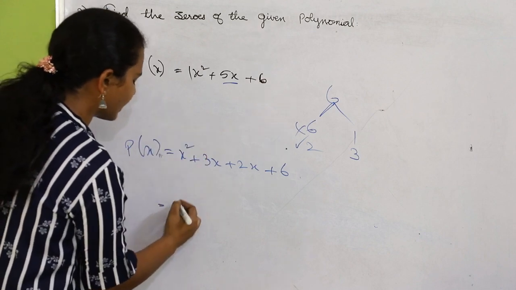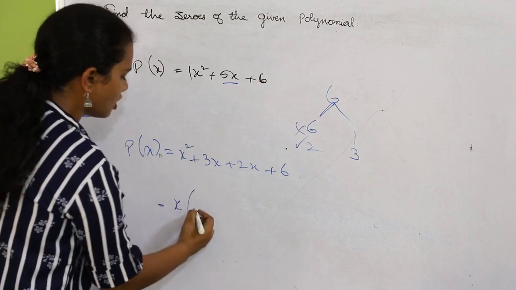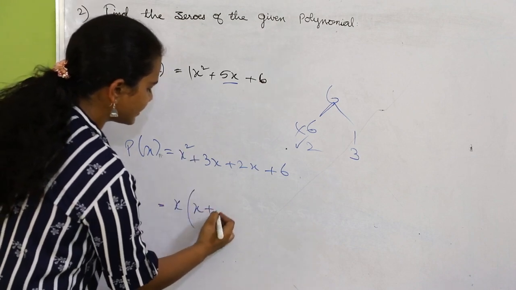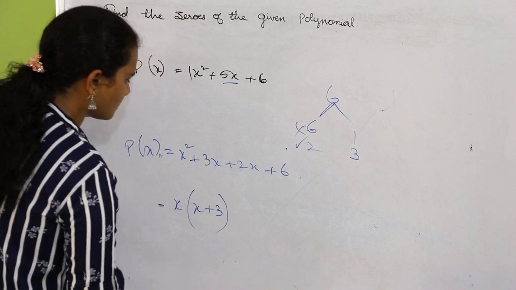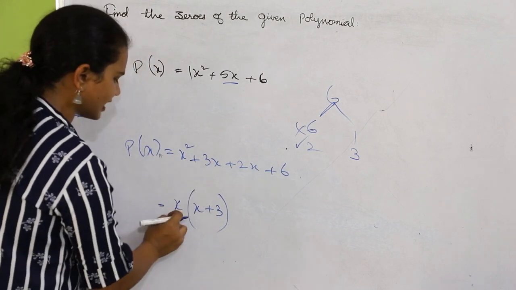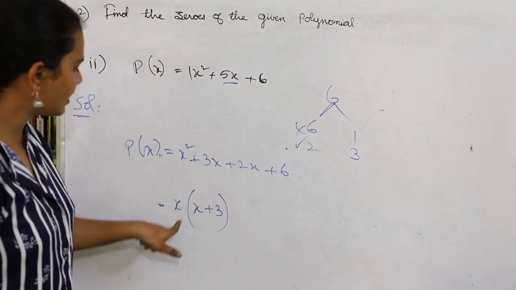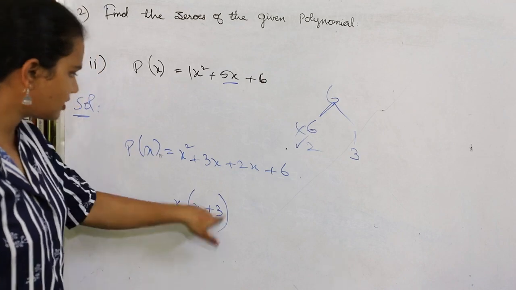Here I am going to take x as common. So here x square, right? So what you do? x plus 3. Is this okay? Because x into x square, I am getting x into x square, and x into 3, 3x.